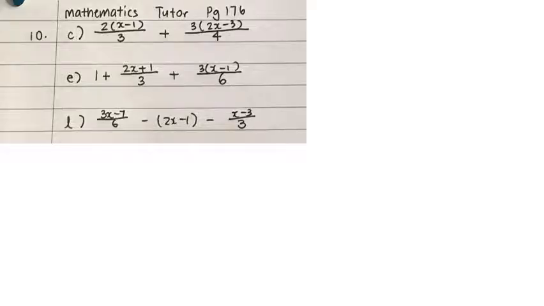Change to a mixed number, and there goes my answer. Let's take a look at page 176 and at question 10. 10c, let's try it together. So you realize that for 10c, there are brackets. Let's start by simplifying the brackets. What's in the brackets first? So I multiply out.